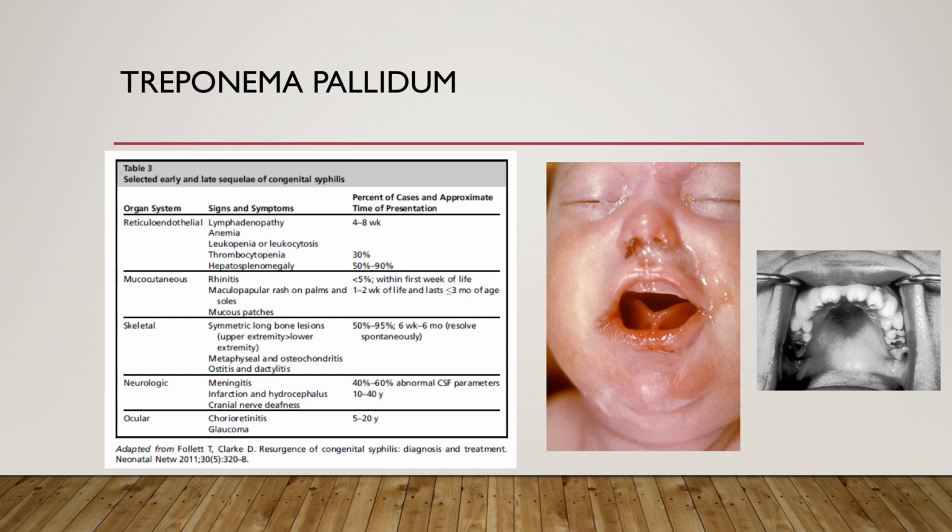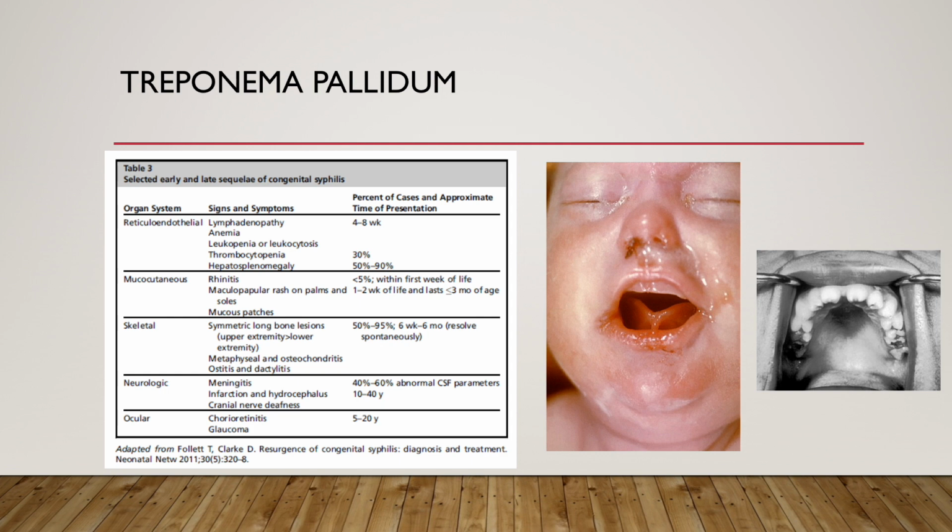You can see in this chart below that there are a variety of symptoms from congenital syphilis. It can affect the reticuloendothelial system, mucocutaneous, skeletal, neurologic, and ocular. It can cause anemia and thrombocytopenia like many of the other TORCH infections. It can also cause a rash. However, this rash is very particular as it's on the palms and soles.